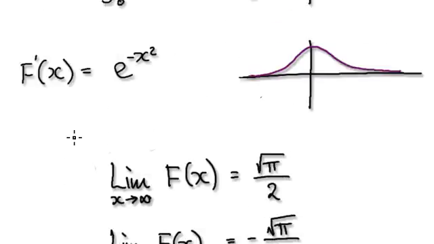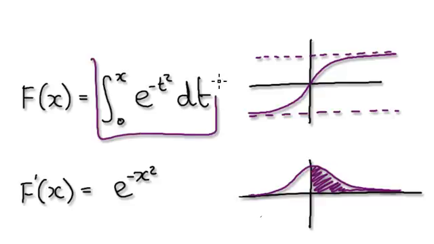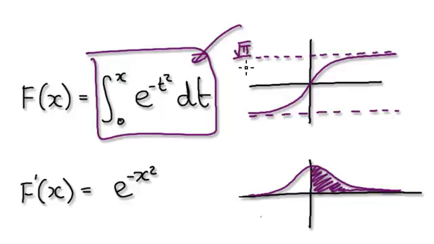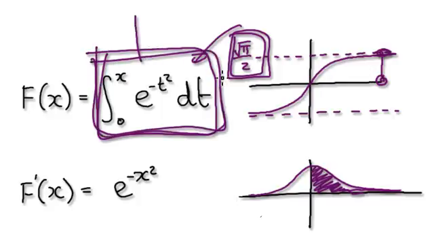Hang on, let me go back one step. At the moment, this whole area here, as x tends to infinity, is given by this. And by the way, this thing here is root pi over 2. So this whole area here, as x tends to infinity, is root pi over 2.